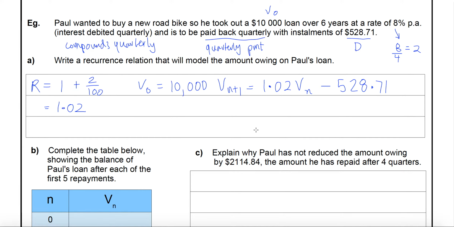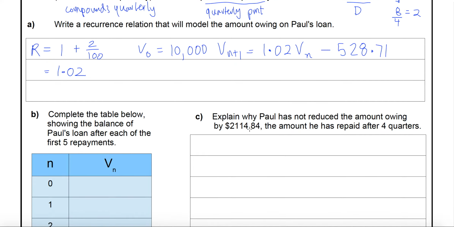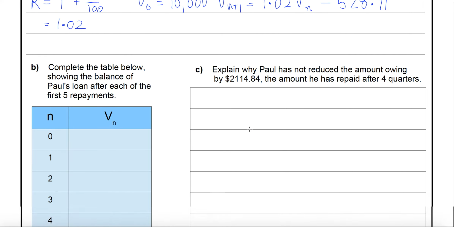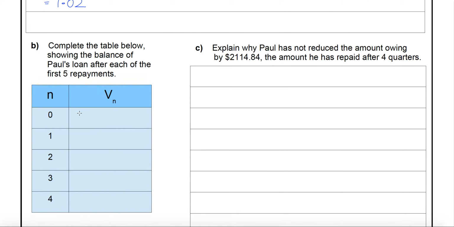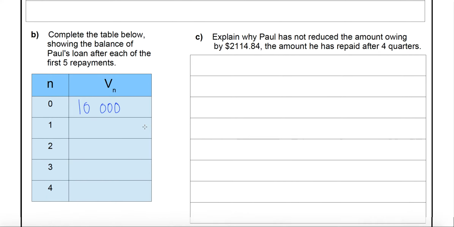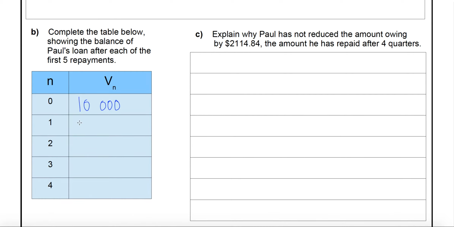528.71. Now what we can do is we can get our calculator out, we can create a sequence of this, and that sequence we can use to fill in part B. Part B is a table showing the balance of Paul's loan. So obviously when he's made no payments yet, no time has passed, he owes $10,000. So what I'd like you to do is pause me, do this on your calculator, and then I'm going to fill in what you should get in this table.